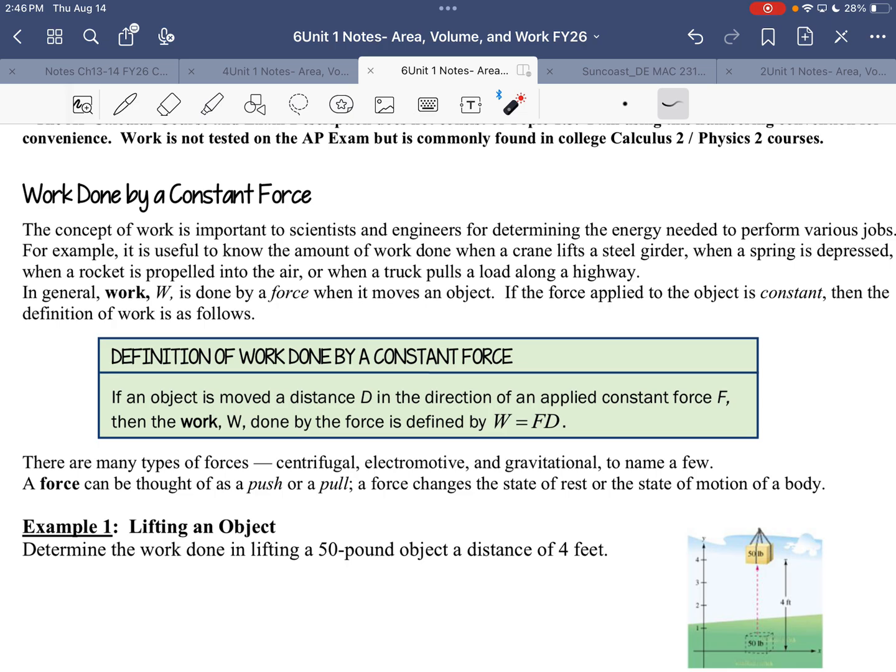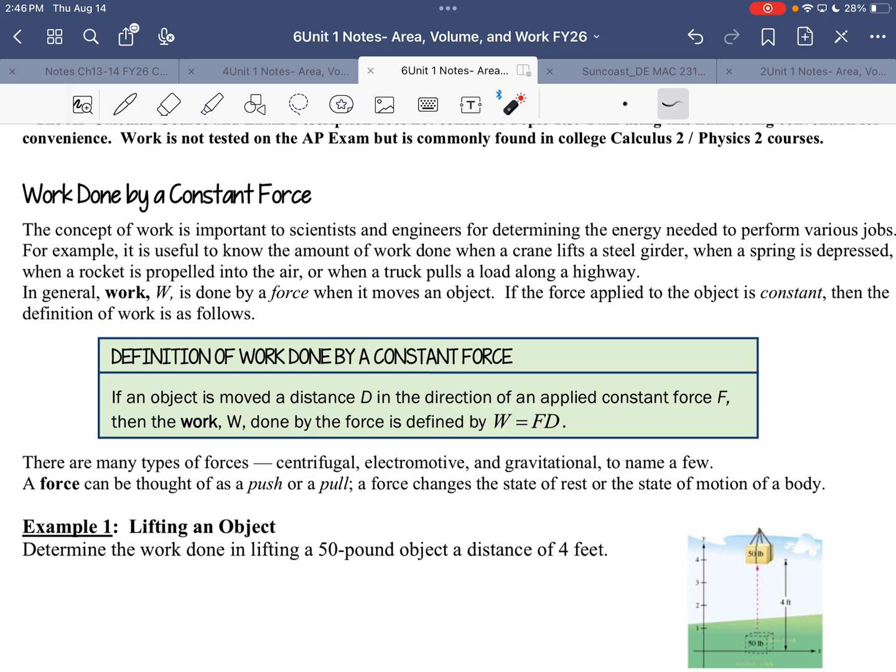Work is basically the energy something needs to do its job. If we think about some applications of physics, a crane lifting something, a spring being compressed or stretched, a rocket going into outer space, a plane taking off, a truck pulling something along the highway, all of that requires energy. We can calculate the work required to do those things. Work is done by a force when it moves an object.